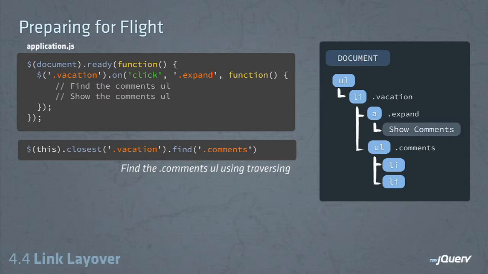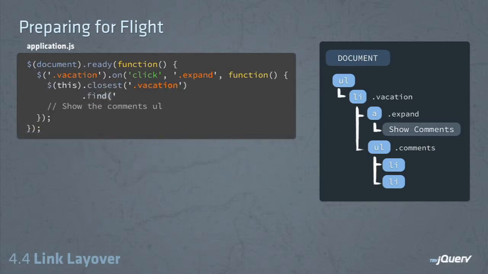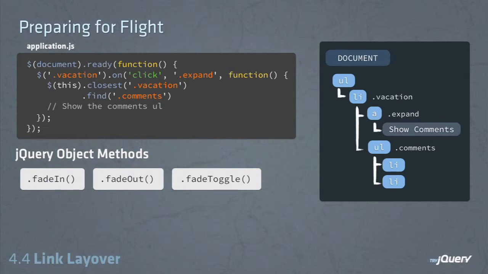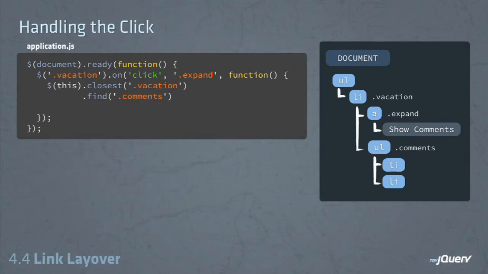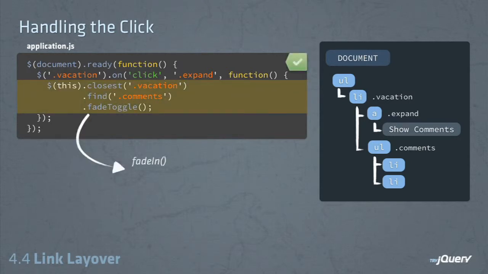So we found the comments list, now we just need to fade it in, and there's a couple different fade methods that we can use. We have fadeIn, fadeOut, and fadeToggle, which will toggle between the two. In this case, we want to use fadeToggle so that when we click on the link, it'll either fade them in or fade them out.